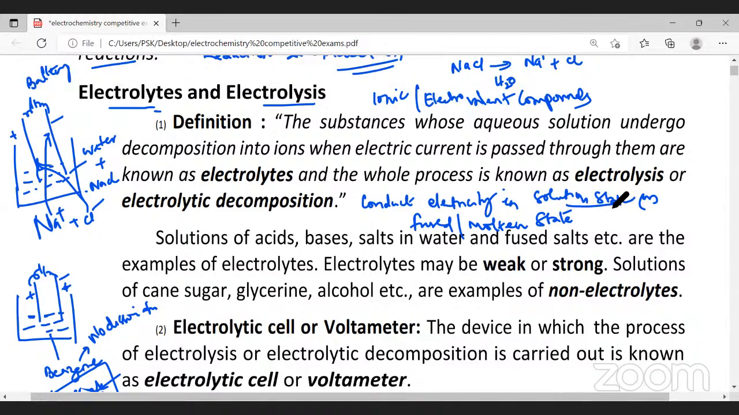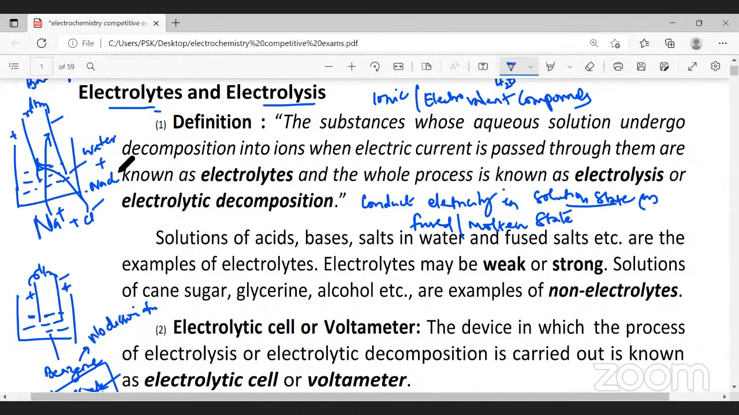Now, solution state means, you know what is solution state. When a salt is put in water, it becomes a solution. Example, I gave you water with NaCl. Now, what do you mean by fused state or molten state? If you take solid NaCl and heat it to a very high temperature, it becomes semi-molten, a semi-liquid state. This semi-liquid state is called the fused state, or it is called what state? Molten state. Did you understand what is fused state or molten state? Yes, sir.